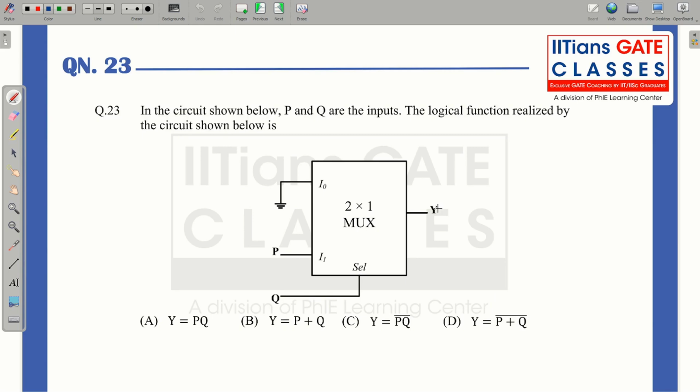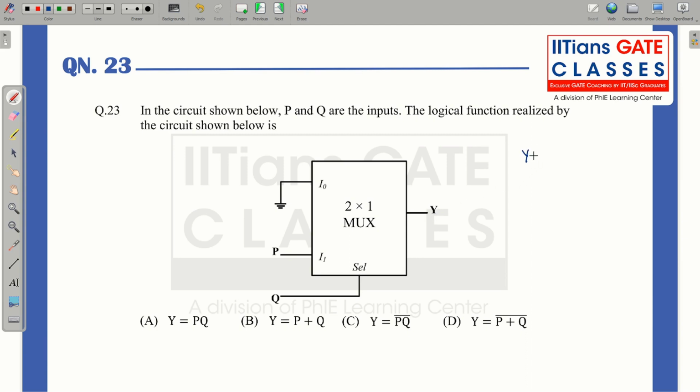So the first question that was asked is a very simple question. In the circuit shown below, P and Q are the inputs. What is the logical function realized by the circuit shown below? This is your 2 cross 1 mux where one of the inputs has been grounded and the other input is connected to P. The selection line is connected to Q. You have to tell what will be the Boolean expression for Y.